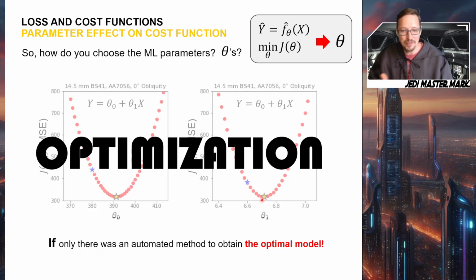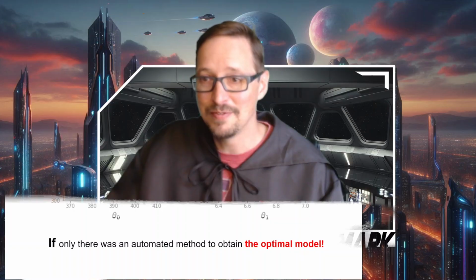So here, if only there was an automated method to obtain this, because most times you aren't going to have just one input. You're going to have multiple inputs. And so having some sort of methodology that's going to automate this whole process in finding the right model parameters is really important and really helpful. So with that, I'm going to shift back to the next video.